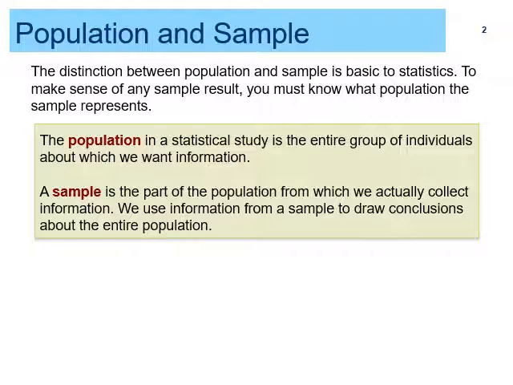The population in a statistical study is the entire group of individuals about which we want the information, whereas a sample is the part of the population from which we actually collect that information. We use information from a sample to draw a conclusion about the entire population.